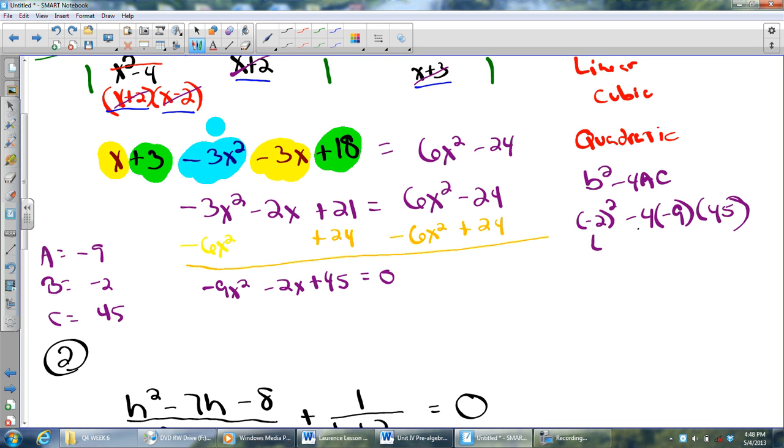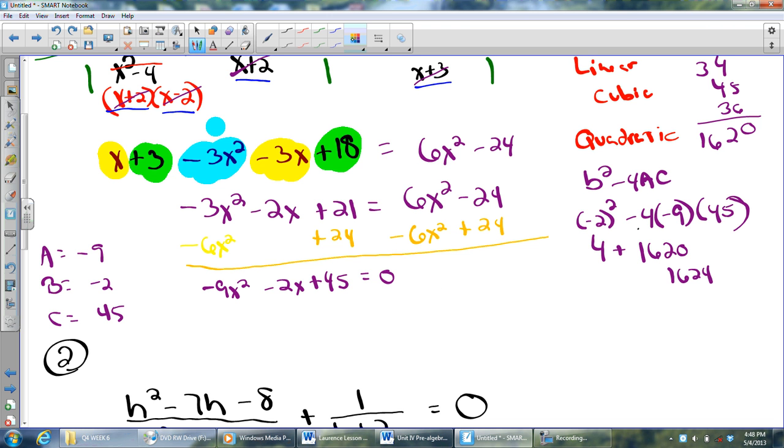Okay, so I'm going to get 4 plus, and that's 36 times 45. So 45, 36. I'll just show my work right now. Okay, let's see. That's going to be a 30, carry the 3. 24 and 15 is 39, 42, 2, carry the 4. That's 12 and 4 is 16, 20. Wow, 1620. And so my discriminant will be 1624. And so there are going to be two solutions.